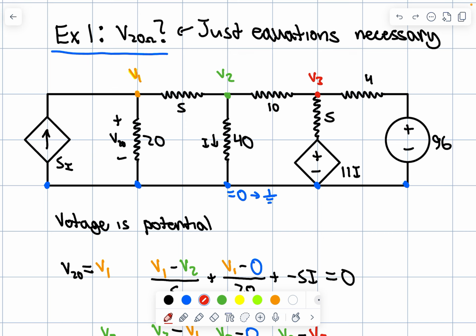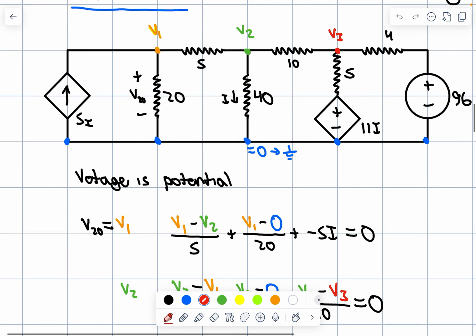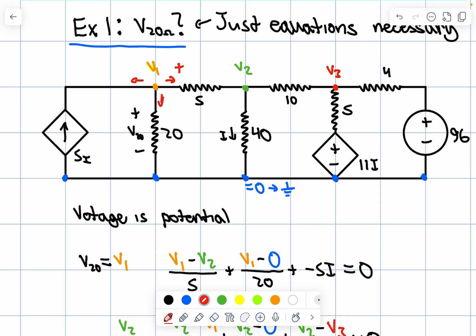So can I first write an equation to find V1? When I recognize that V20 is equal to V1, I certainly can. We're using node voltage that we just learned. So I'm first going to take this wire here, and let's imagine these are all outgoing currents. And this current, this one right here, is V1 minus V2 over 5, because that's the voltage drop from V1 to V2 over its resistance. V over R equals I.